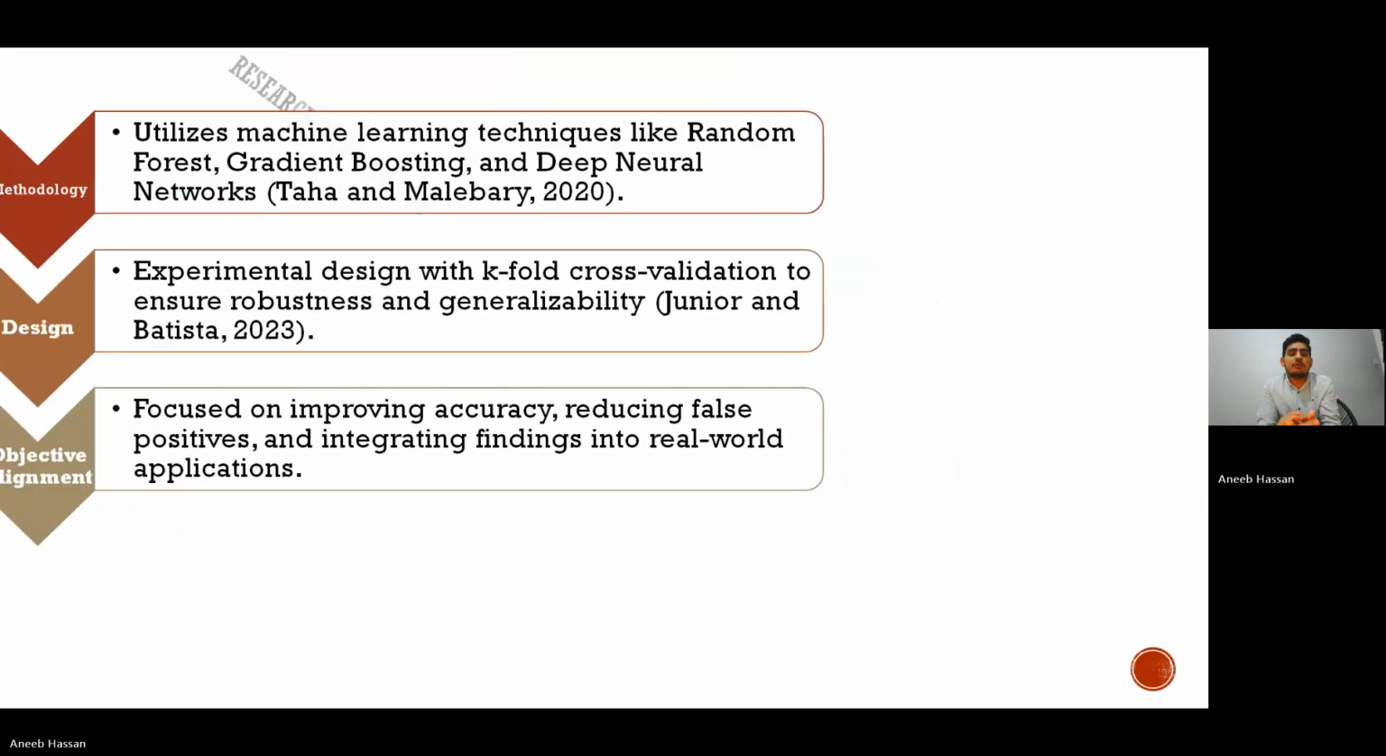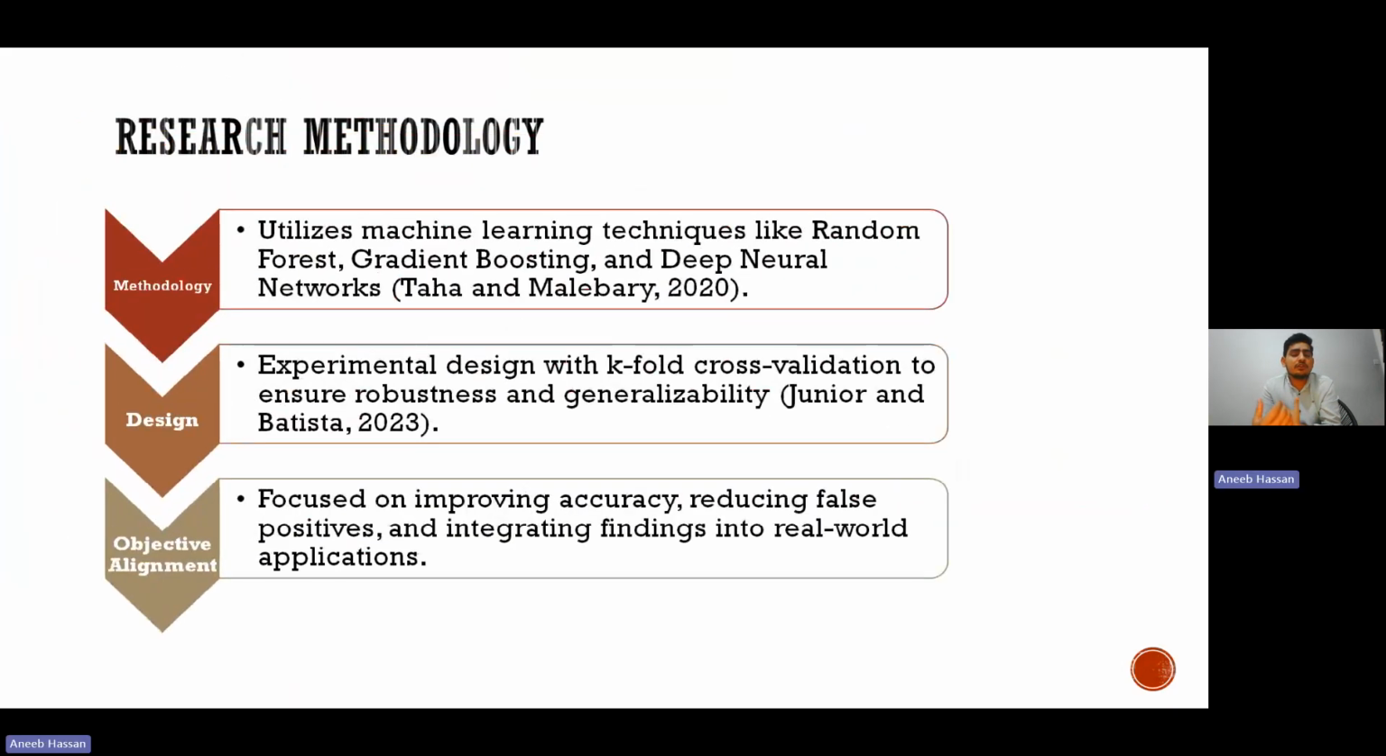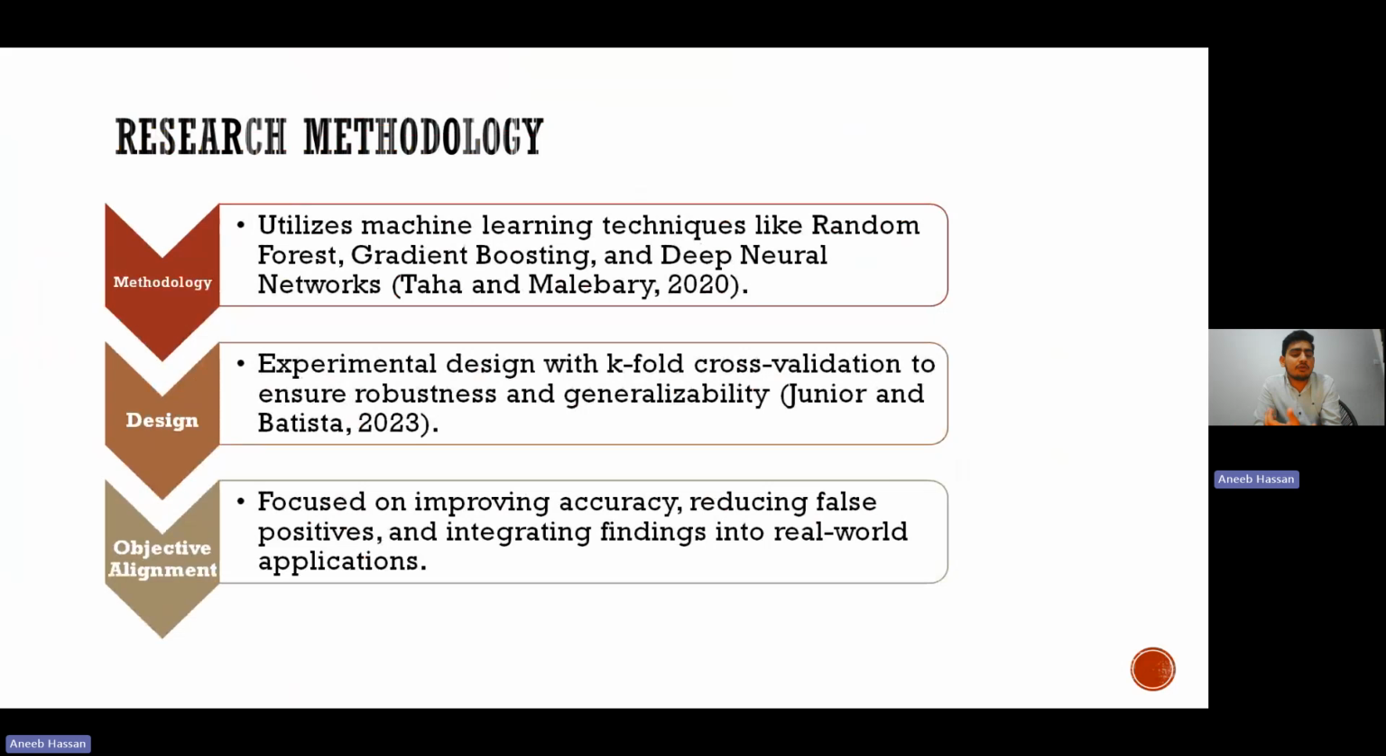Furthermore, the methodologies that I am going to use in my article are random forest and gradient boosting, and the last one is deep neural networks. I use these methodologies in my article to cover all those things and write the methodologies portion. For the design, I use cross validation and k-fold. I use these two for the design.